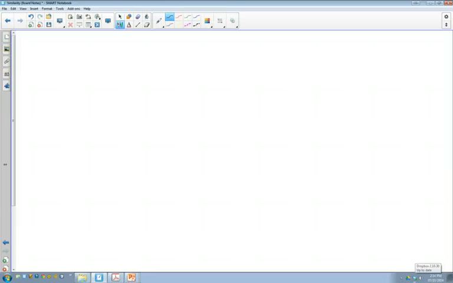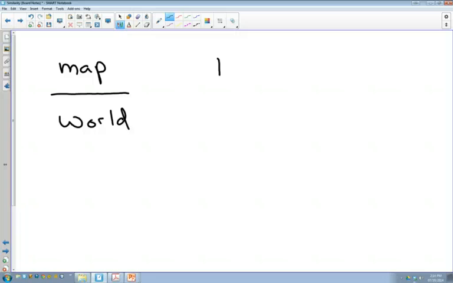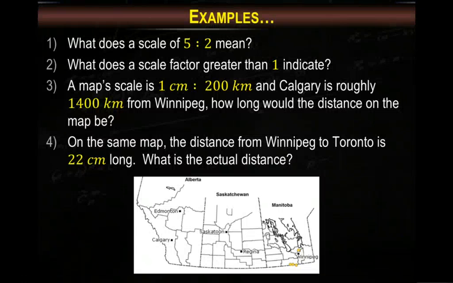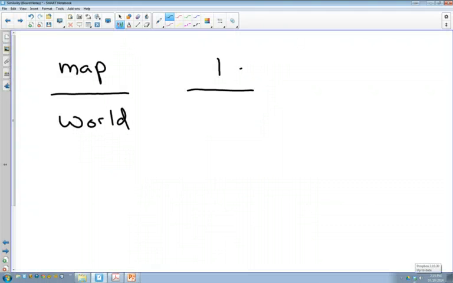We have a ratio of our map to the world, right? Like in the real world, there's a distance between Winnipeg and Calgary. On our map, there's a distance as well. Think of that as a fraction or as a ratio, the map to the world. On the map, we can have 1 centimeter. But in the real world, what does that equal? Okay, so we check our scale. And you're right, 1 centimeter equals 200 kilometers. So 1 centimeter on the map equals 200 kilometers in the real world, right?